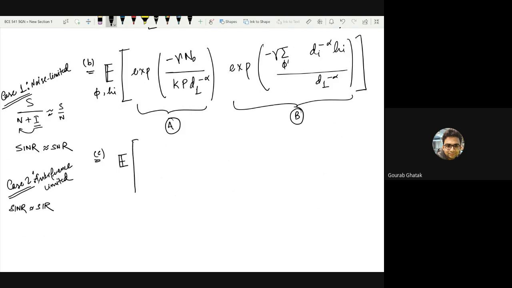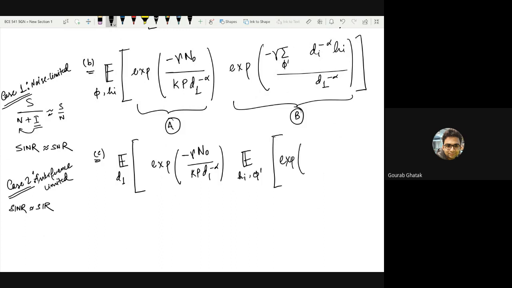So we have to take an expectation with respect to D1 for both the terms A and B, right? The first term has nothing else except D1 going on. The second term, on the other hand, has an expectation with respect to the Hi's and also phi dash. So this is something like this: minus gamma phi dash di to the minus alpha hi by d1 to the minus alpha.